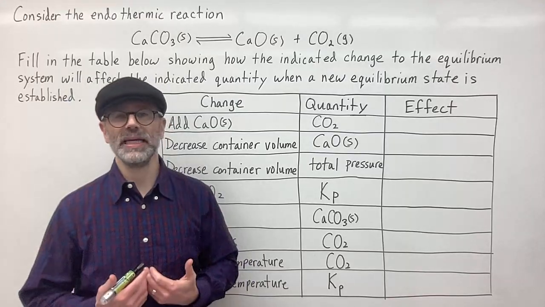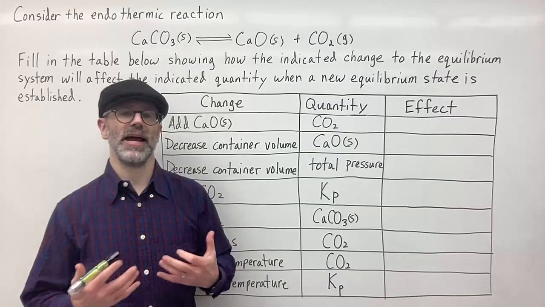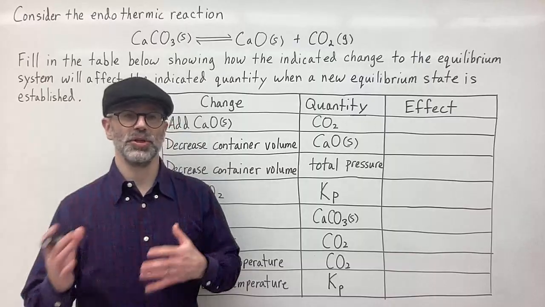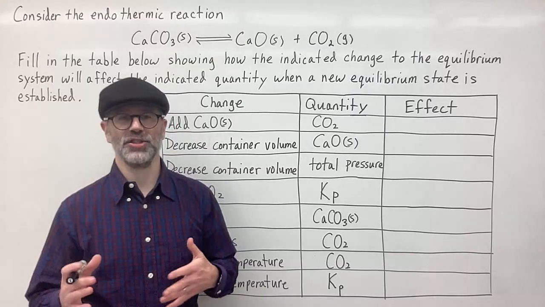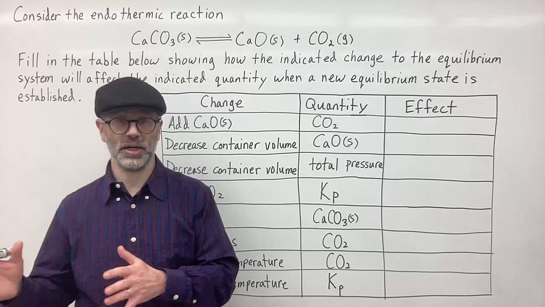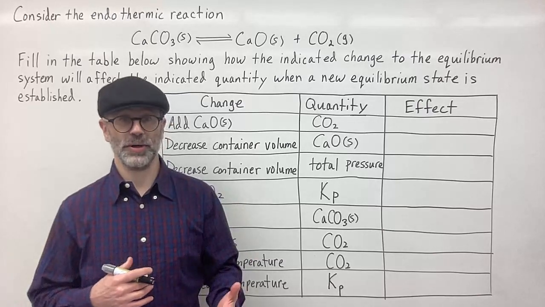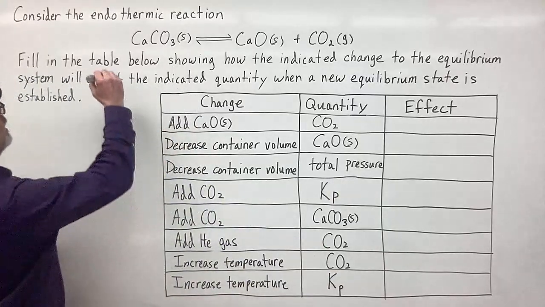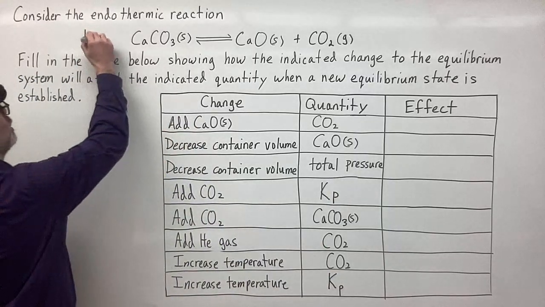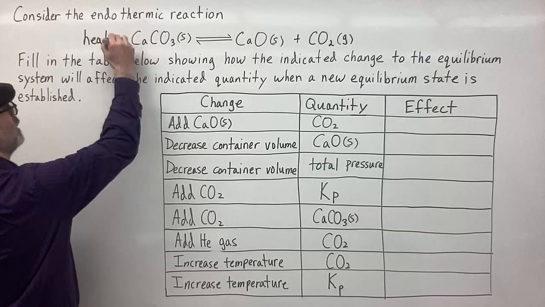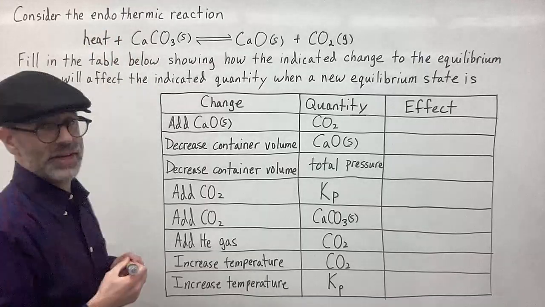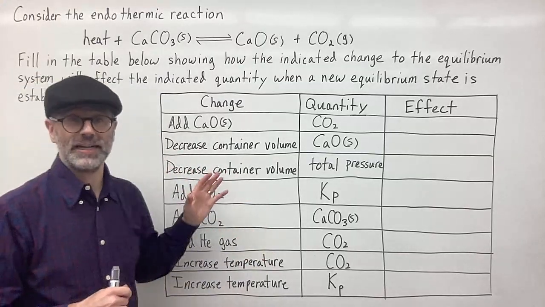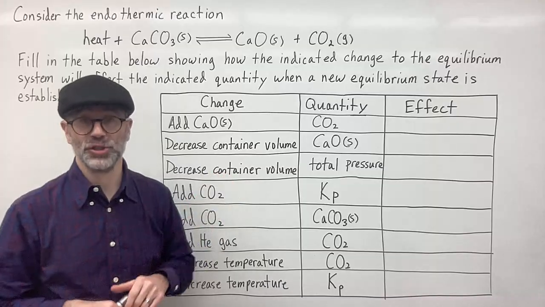So if it's absorbing heat, it's got to be absorbing heat from somewhere, and we can treat heat as a reactant. If heat was being produced, that would be an exothermic reaction, so we could then treat heat as a product. But here, since it's an endothermic reaction, heat is going to be on the reactant side. So we can go ahead and add heat here, like this. And so therefore, that'll remind us that heat is acting as a reactant. So that'll help us when we're talking about temperature changes.